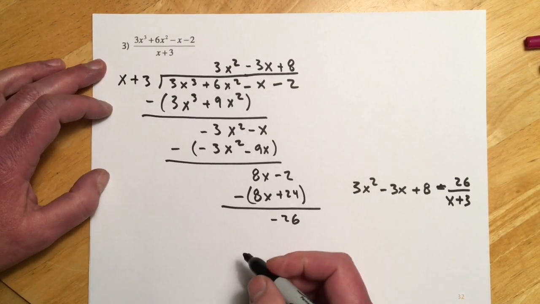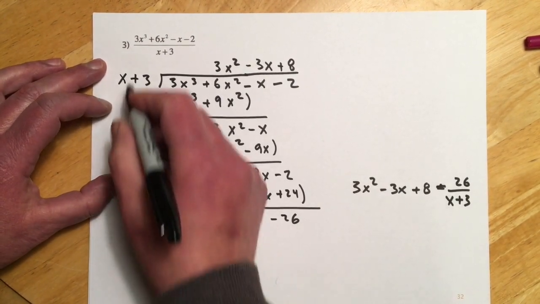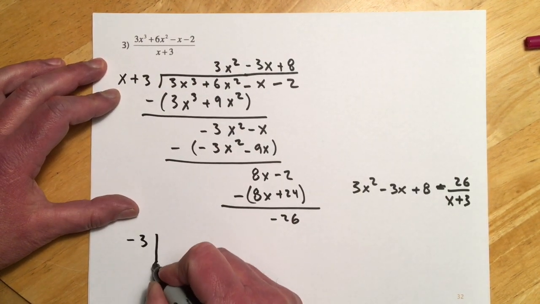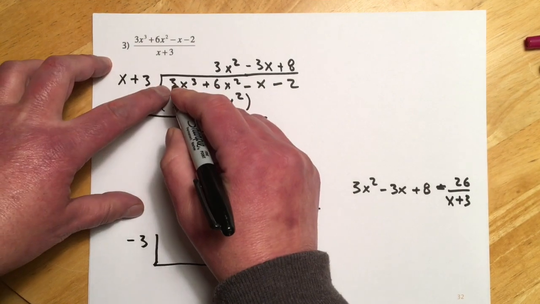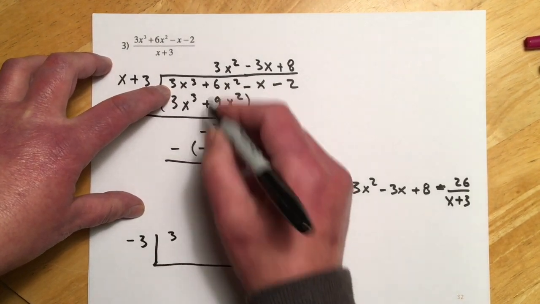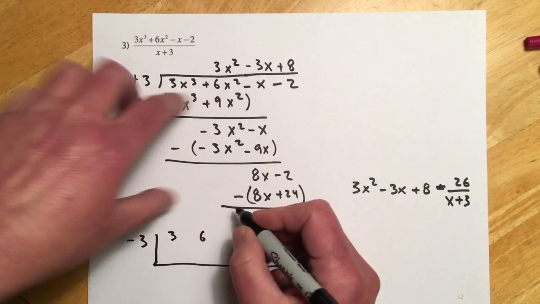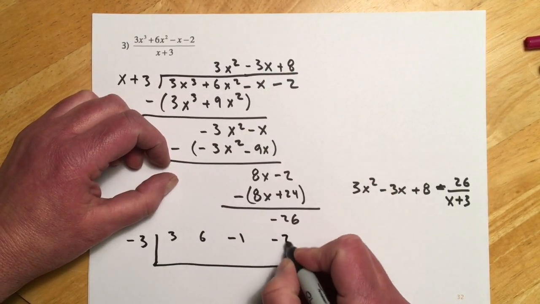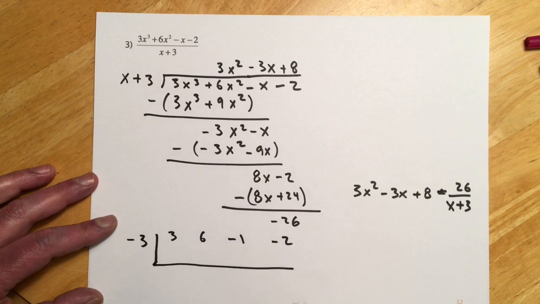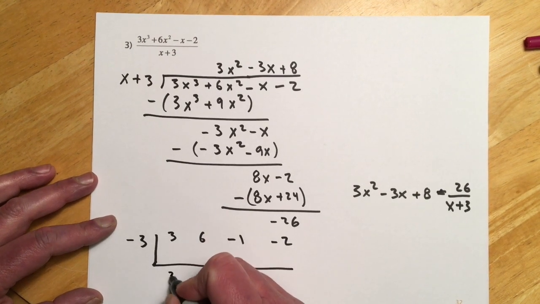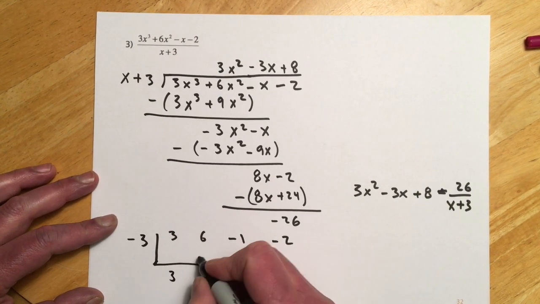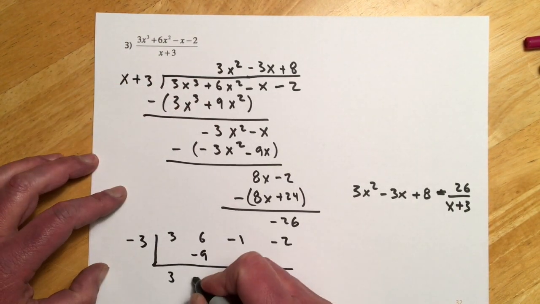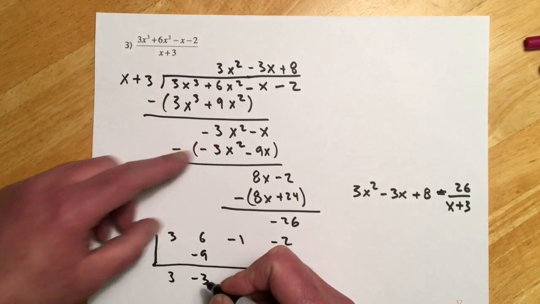If I do this by synthetic, that would look like this. I have x plus 3 showing, so I need to use negative 3. And then our coefficients would be 3, 6, that's a negative 1, invisible 1 on the x, minus 2. So we'll bring down the 3. Negative 3 times 3 makes negative 9. And you can see that's the math that's right here. Makes negative 3, and there we are.